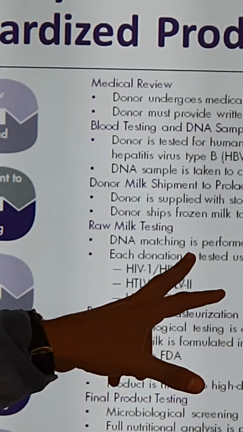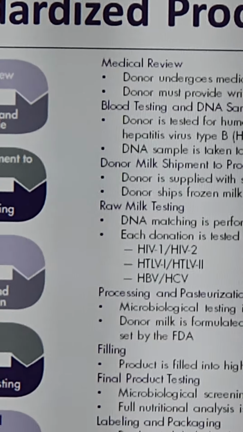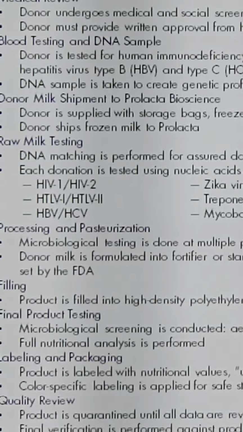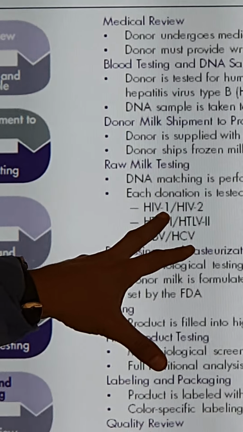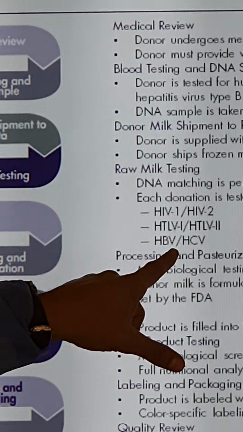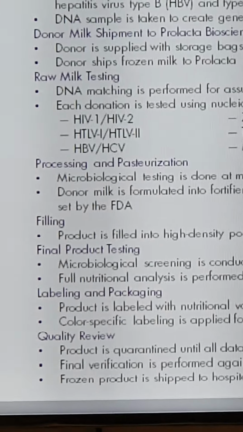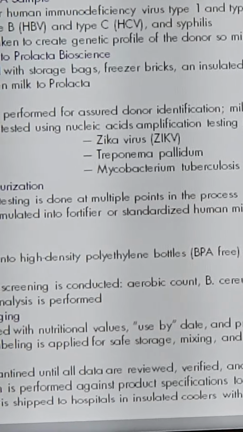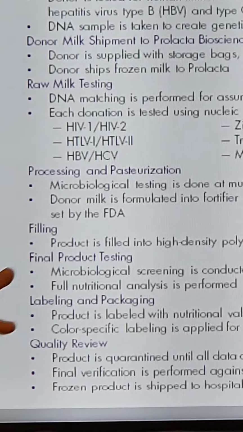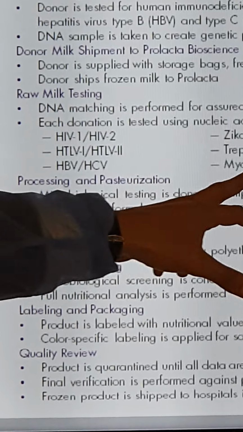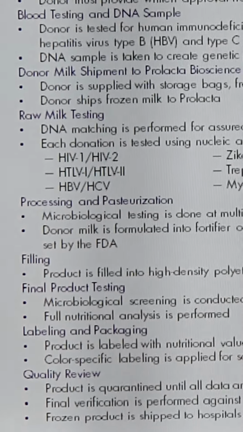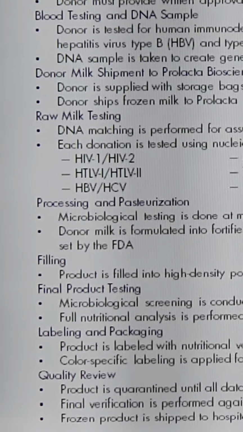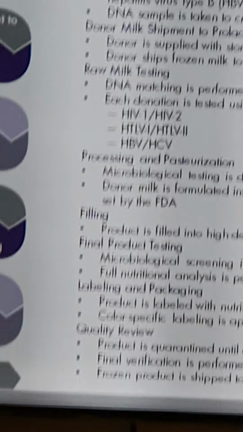Then the raw milk itself. This is happening to each sample, and this justifies why the price is not cheap, but it is relatively cost effective. For each sample they do again HIV 1 and 2, HTLV 1 and 2, HPV, HCV, Zika virus, TB, and Mycobacterium tuberculosis, and Treponema pallidum. For each donated sample, which definitely gives a very high cost. Then pasteurization according to FDA, filling, final product testing, labeling and packaging according to these 4 forms, and then quality review.